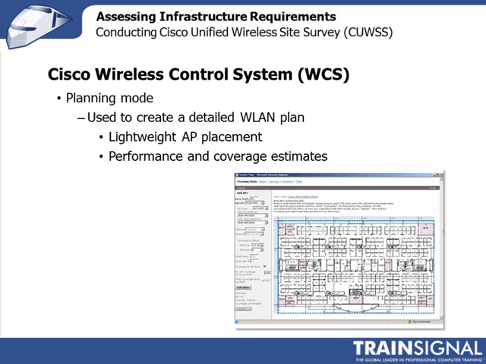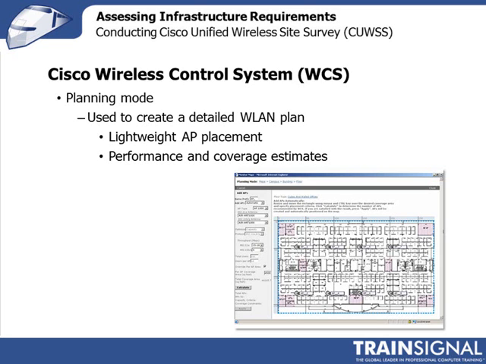So one of the things that you can do is use the Cisco wireless control system to actually generate a site survey report. How you can do that is you can bring in a site plan, place your access points on that site plan, and generate performance and coverage estimates from that. Now bear in mind at this point you've already done your layer 2 site survey, so you already know where you're going to place your access points.